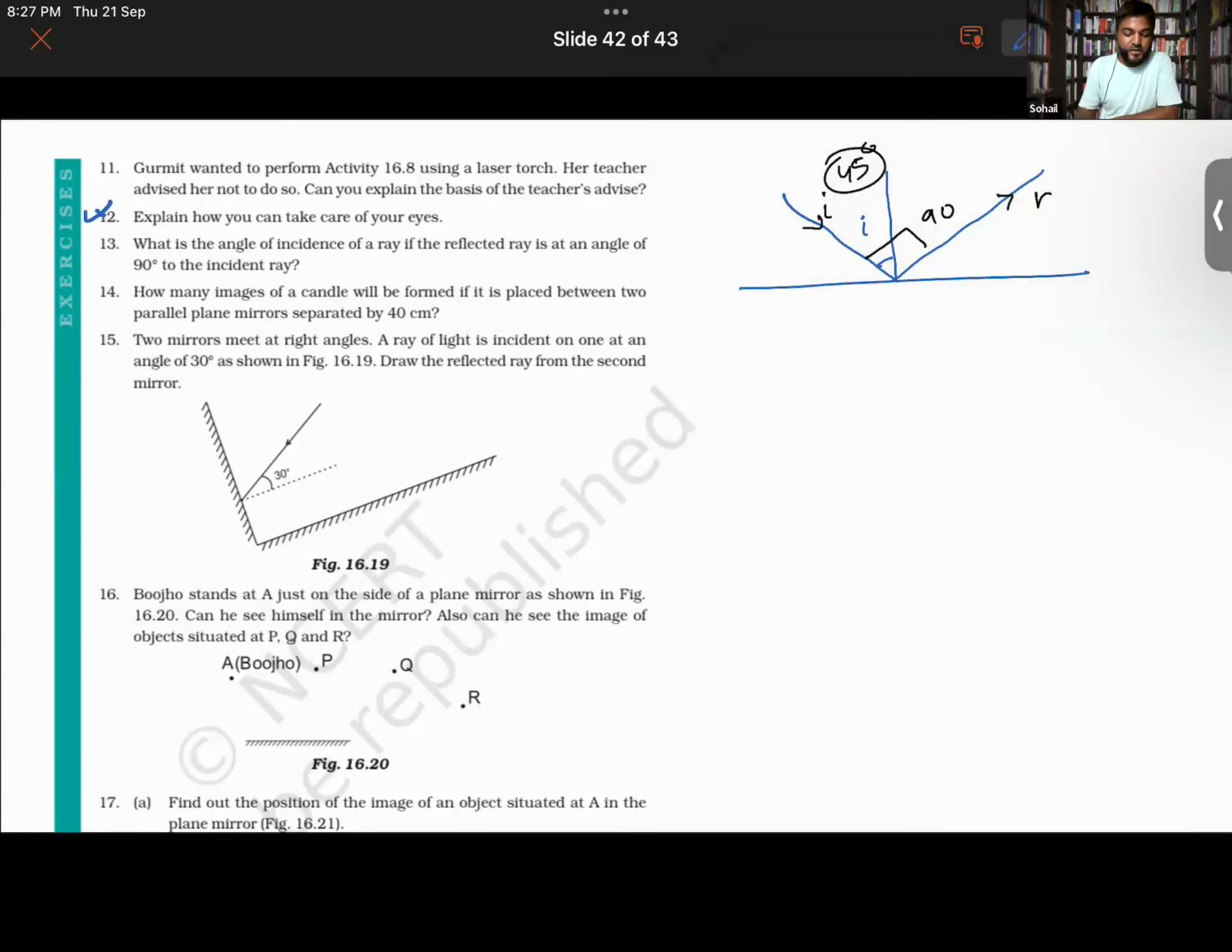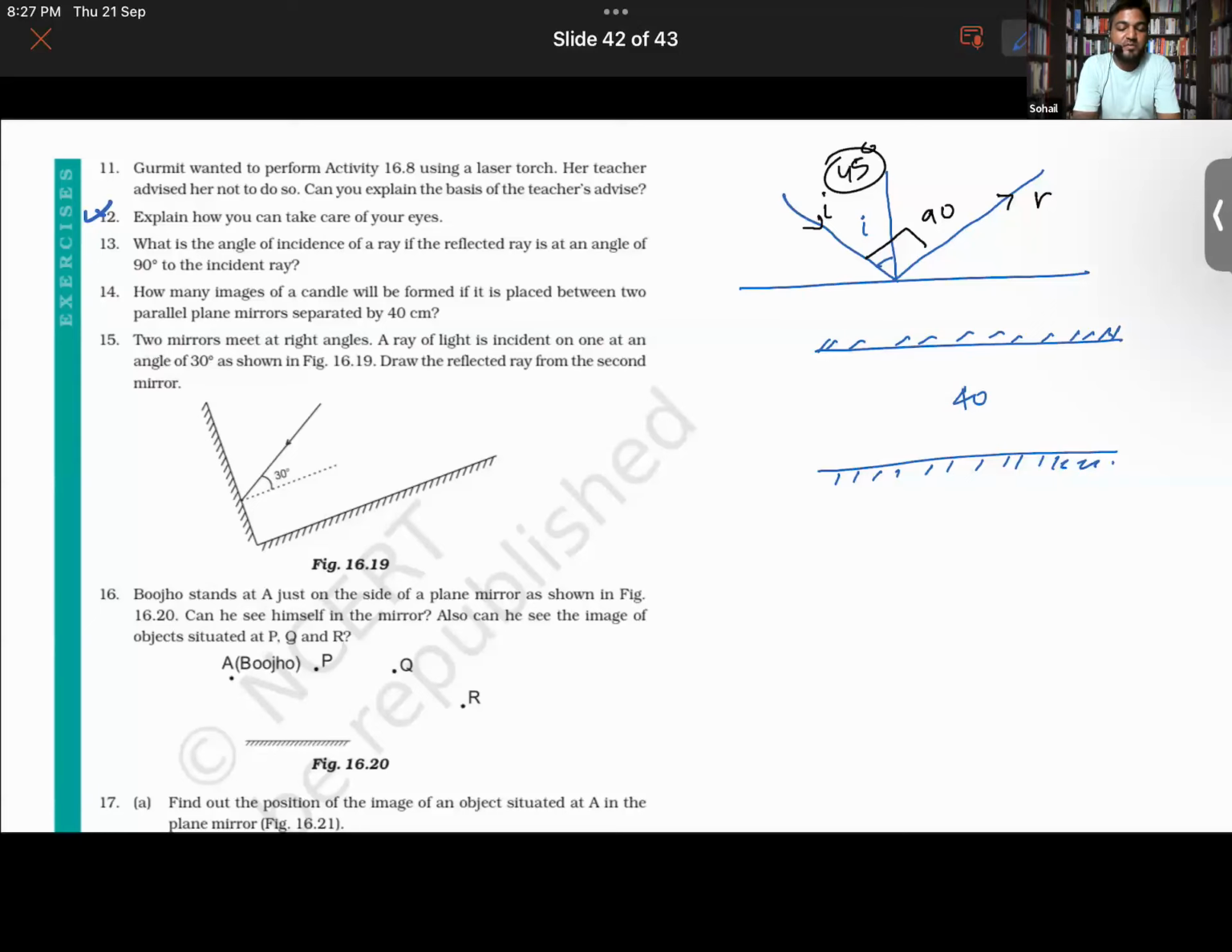Next question: how many images of a candle will be formed if it is placed between two parallel plane mirrors separated by 40 centimeters? Read the question properly. They are placed parallel. It's asking for the number of images that will be formed. The obvious answer is just a one word answer.